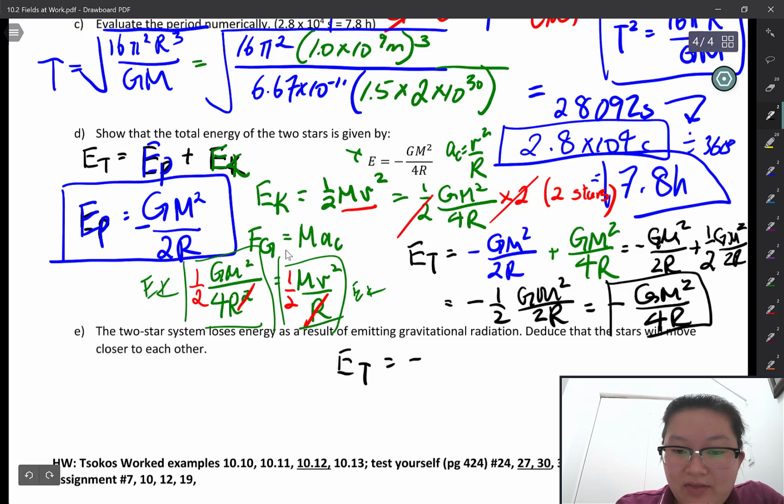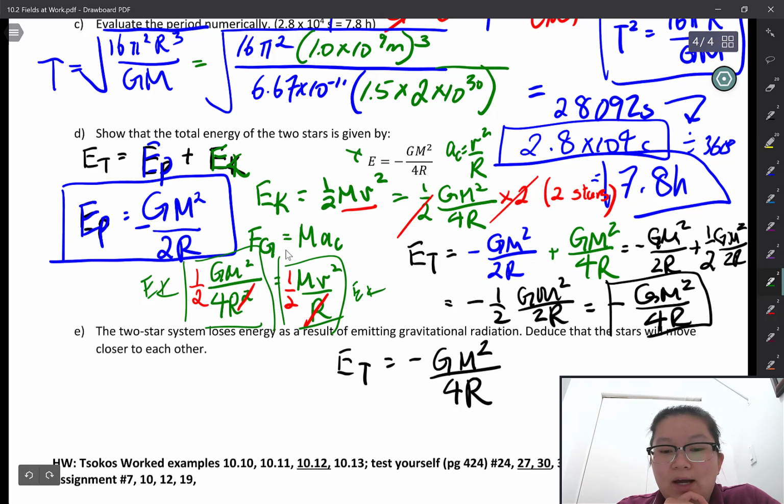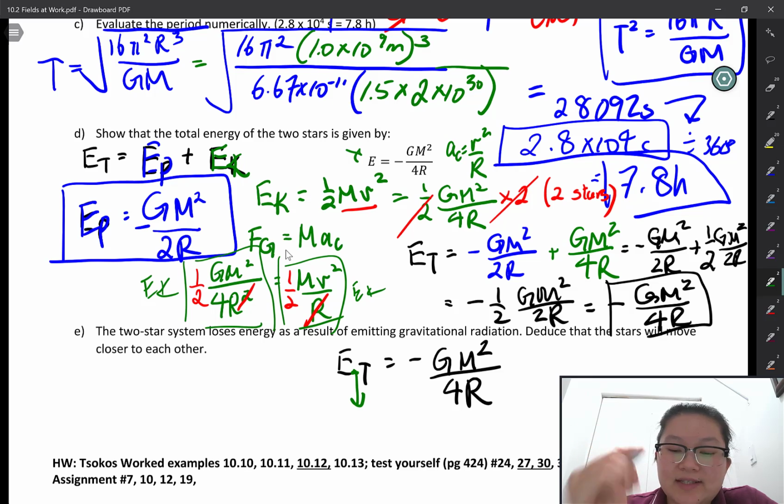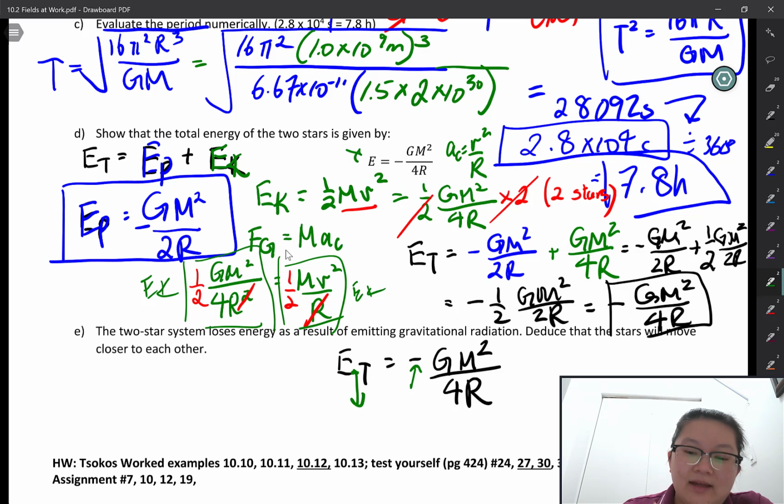So we have to look at the total energy here. For the total energy, assuming that these 2 stars will not lose any mass due to energy conversions, then if it loses energy, this is going to go down. So if total energy goes down, keep in mind that this other side has a negative sign. For energy to go down, the other side will have to become more negative. So keep that in mind.